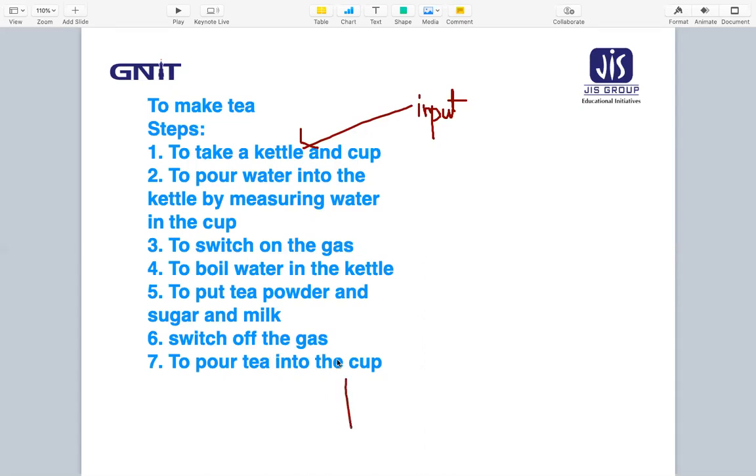The next property is the output. Whenever we are doing some work, it should have some defined output. If we are making a tea, what is the purpose of making the tea? The purpose is to pour the tea into the cup and serve it to people so that they can have it. So that's why this is the output. This is the second property, which defines that there should be some output from the specified set of inputs.